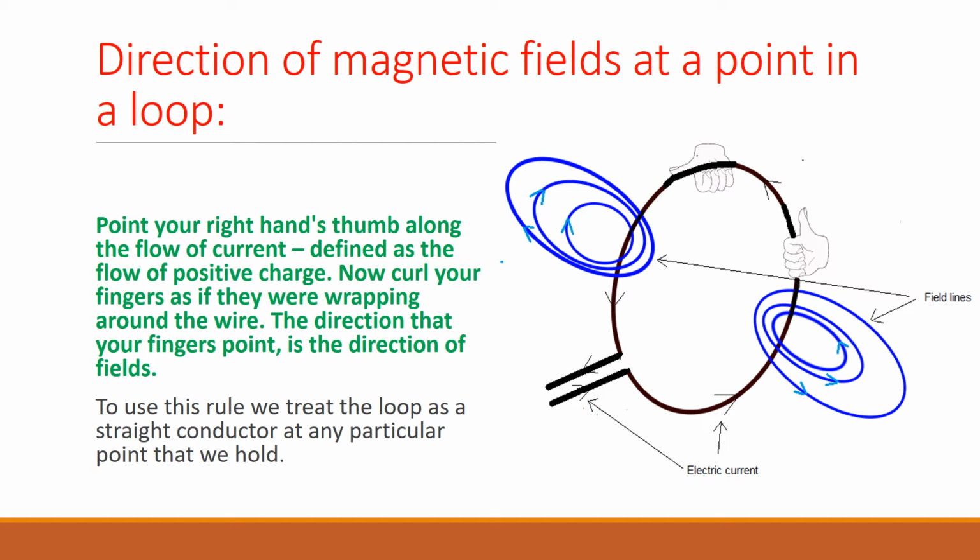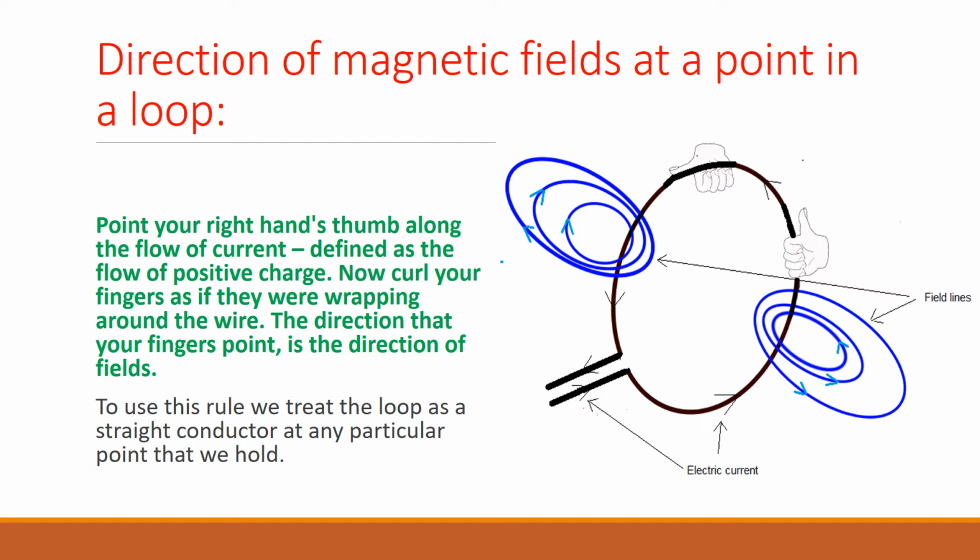You can see I'm just stating the right hand grip rule as we had stated it earlier. If you hold a conductor with your right hand with the thumb pointing the direction of current, then the four fingers point in the direction of magnetic field. You can do this at any particular point and you'll be able to determine the direction of what? Magnetic fields.